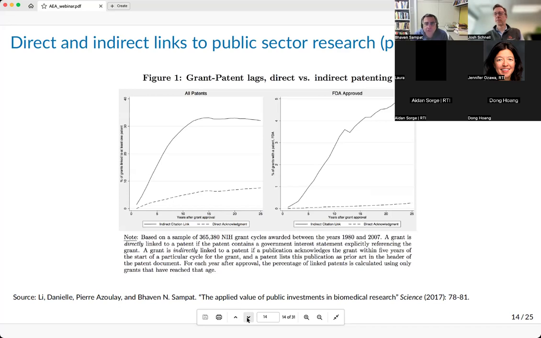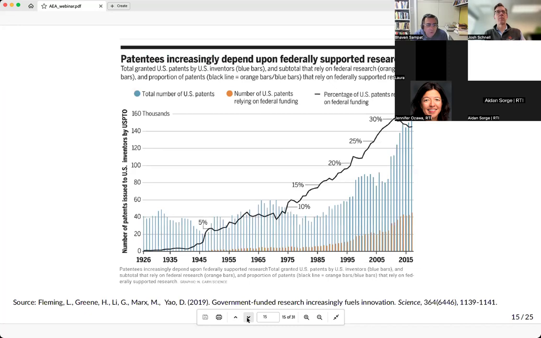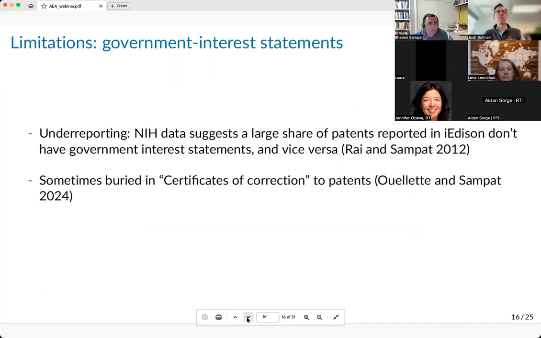There's a lot more to say about this, of course, but those are some of the ways in which you can use these sorts of data. Why don't we skip forward two slides, and others have done this kind of work as well.